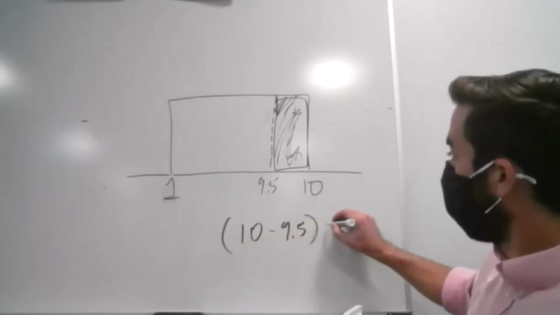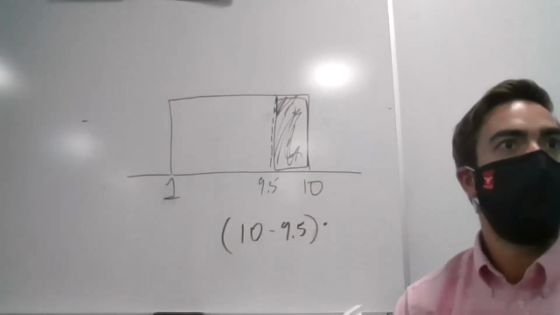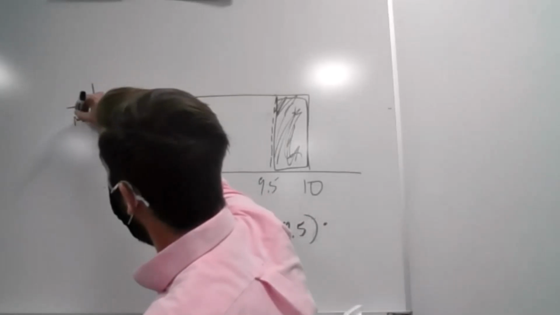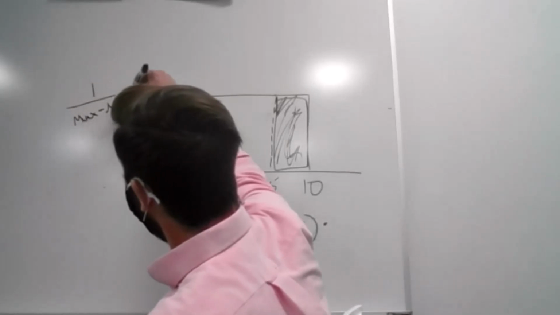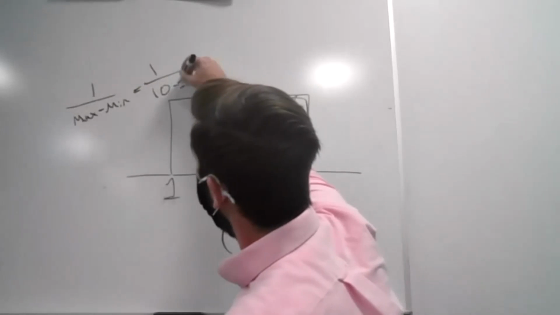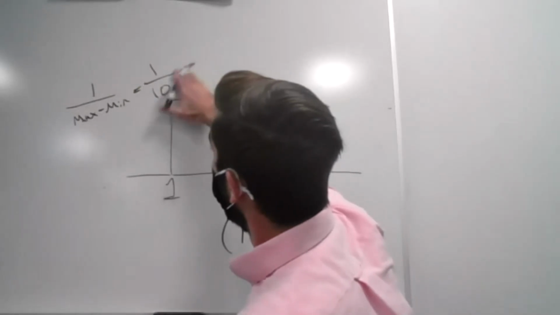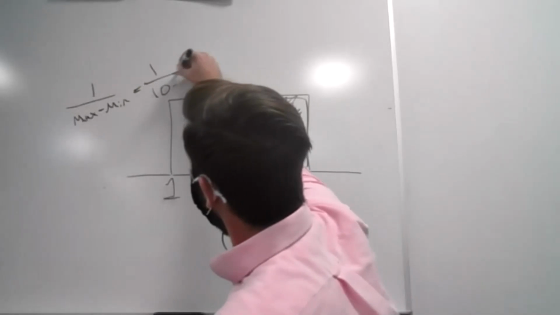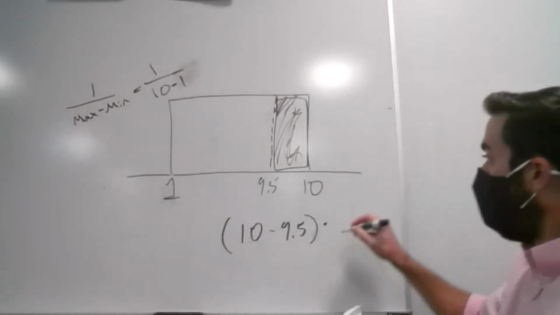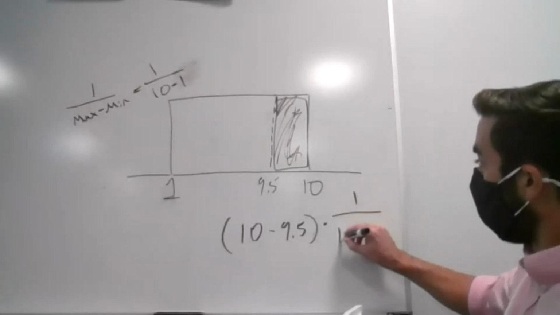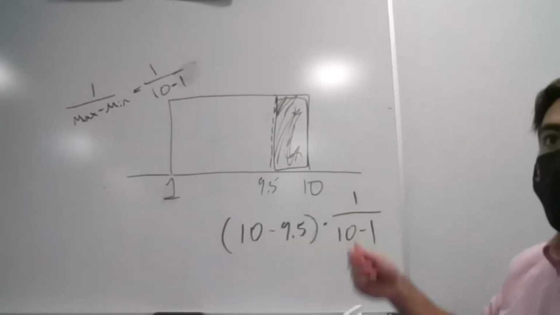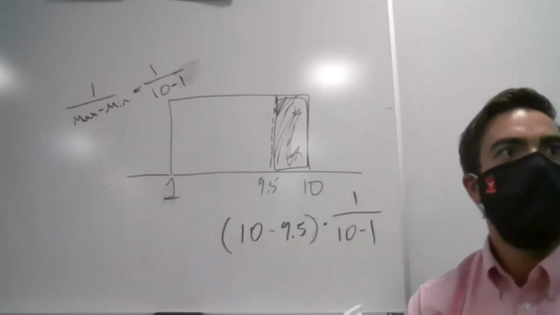we'll take that. And then we have to multiply by the height of that rectangle, where the height of the uniform distribution was 1 over max minus min. So here, 1 over 10 minus 1. Right? So I'll then multiply this by what? 1 over 10 minus 1. So 0.5 times what? 1/9. So it's as simple as that.